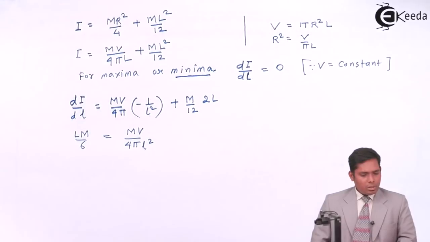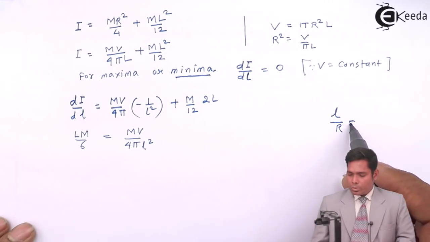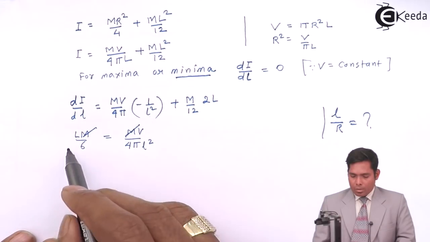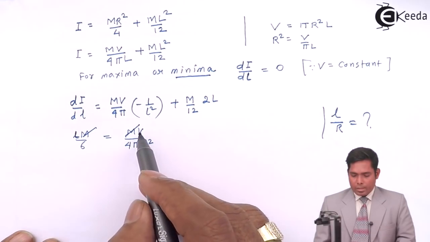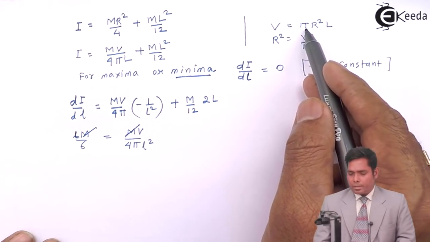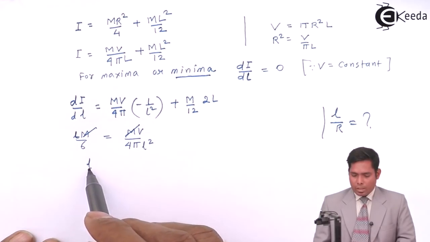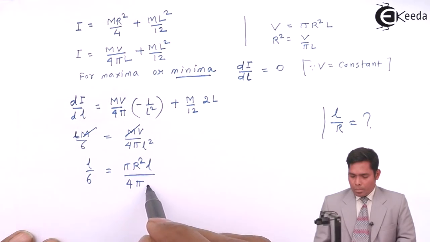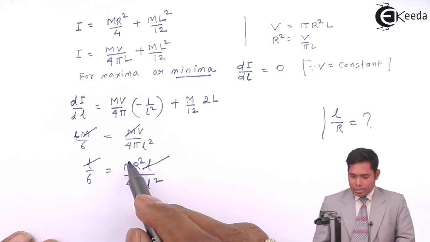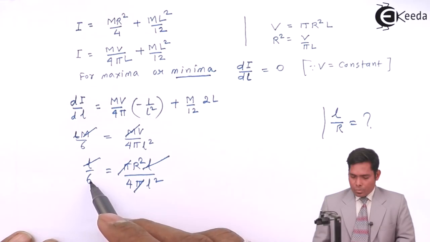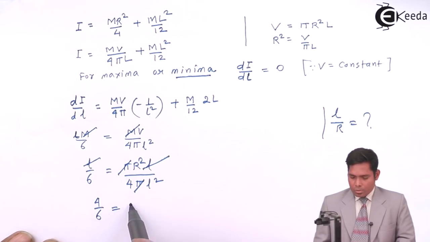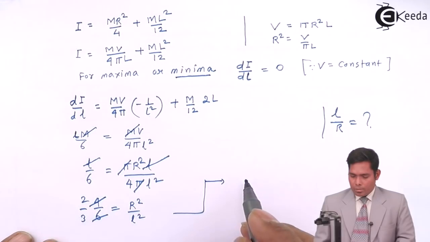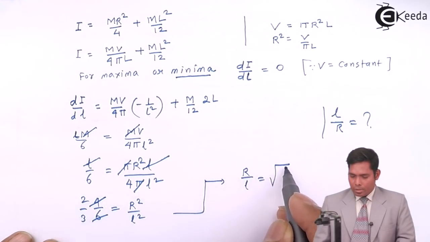Now the relation is to be established between L and R. This is the question, to find the relation of L and R. So one m will cancel. Here there is one L, and L square is here. But then what is the volume? I'll write the volume formula again as pi R square L. I'll substitute the volume here. So it is L by 6 equals pi R square L divided by 4 pi L square. This L also cancels. This pi cancels. This 4 by 6 equals R square upon L square. So this is 2 by 3. So from here, what I'm getting is R by L is under root 2 by 3.